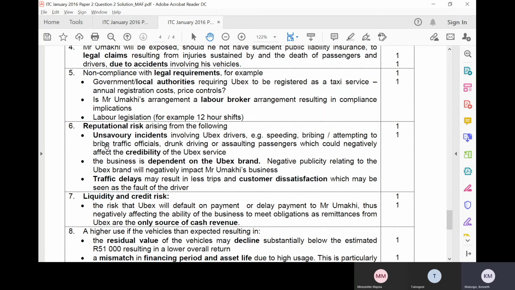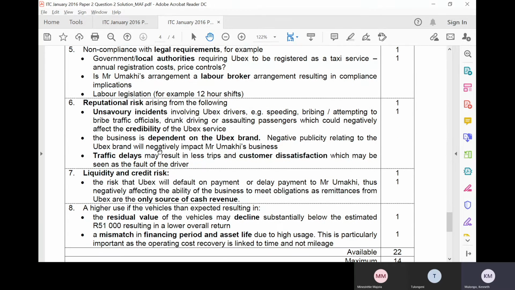Reputational risk: if there are any unsavory incidents, this will impact on him, which will impact on his drivers, which means that you won't get future drivers on the app. You might even get removed from the app. Like if you've been on Uber, you're speeding, aggressive, bribing, drunk driving, all that kind of stuff. Well, chances are you're going to have a low rating, you're going to be taken off the road, and then you just can't make money anymore.